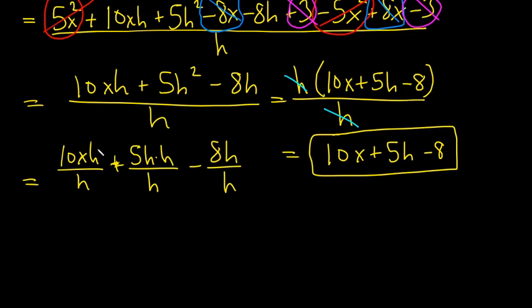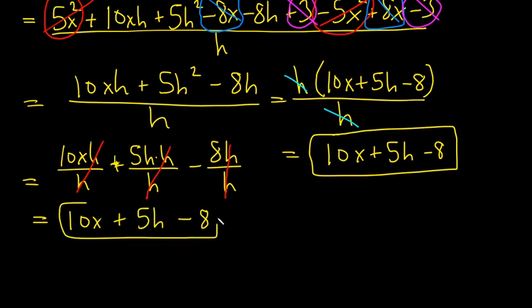So I split it up as 3 separate fractions. Now, for each fraction, h divided by h is 1. So you can cancel the h in each term separately. And now what you get is, well, the same thing, 10x plus 5h minus 8. So either way, you get the same answer. Personally, I prefer just factoring out the h and just canceling it, but it works either way.